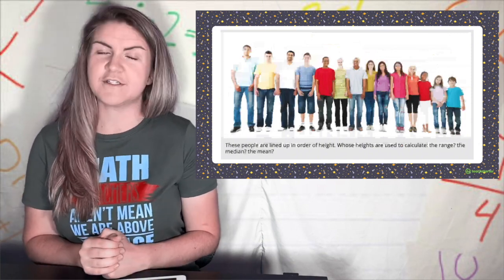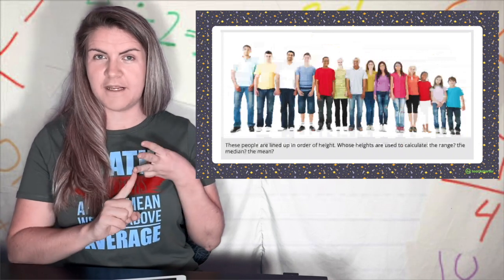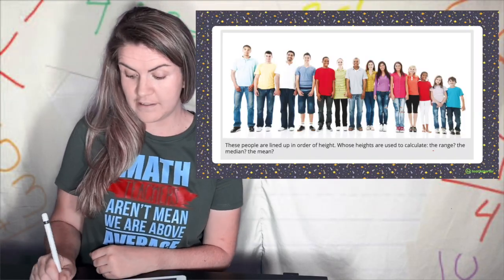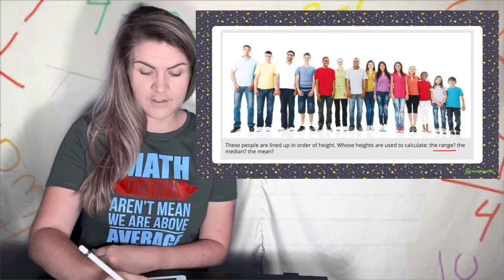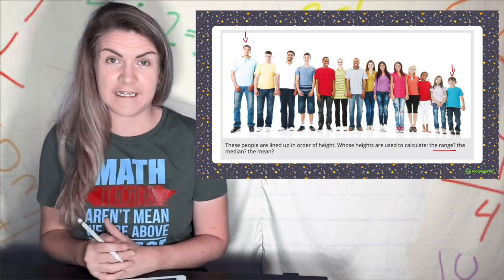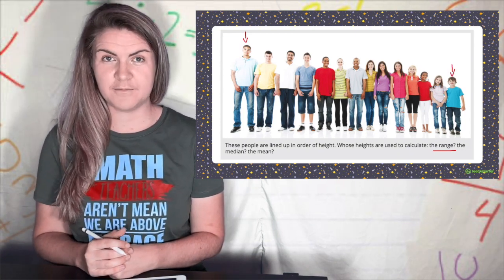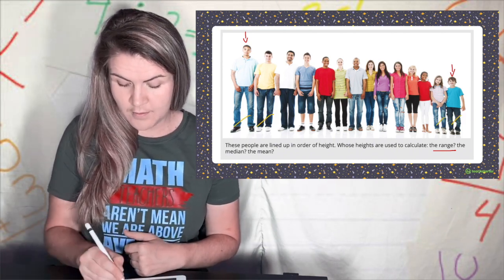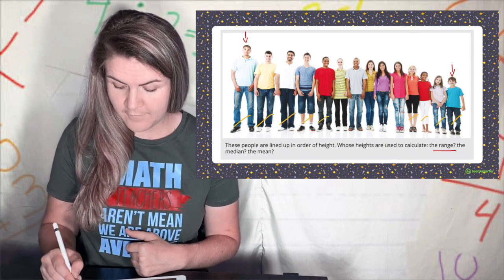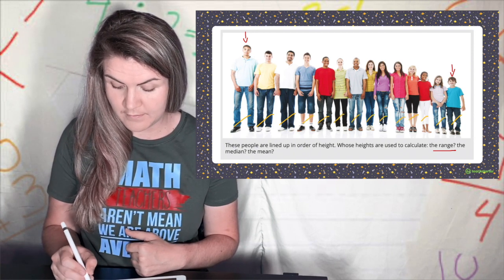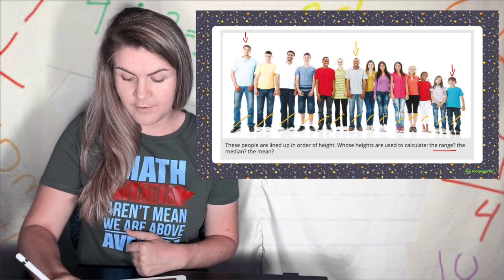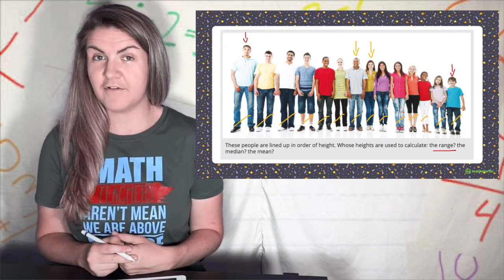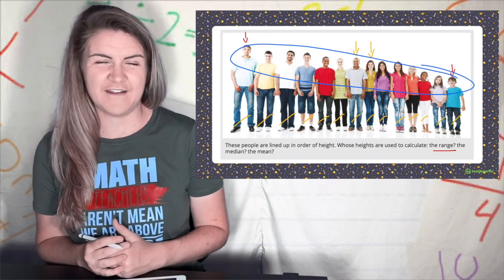These people are lined up in order of height. Whose height would we use to calculate the range, the median, and the mean? Pause and think about it for a sec. So the range is the highest take the lowest, so we would use this person and this person to calculate the range. The median is the middle person, so I like to cross out from each side: 1, 2, 3, 4, 5, 6, 7. These two people would be used to calculate the median. And of course, the mean is the average of everyone, so it would be everyone's height that we would use.